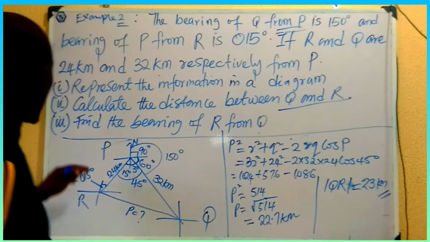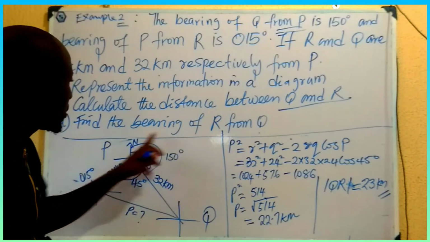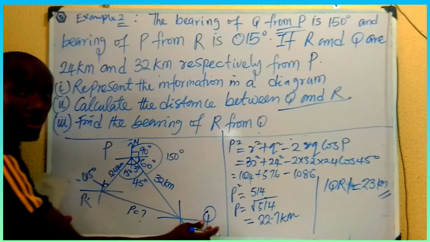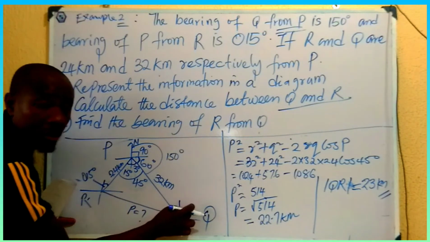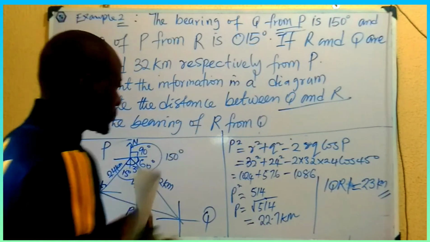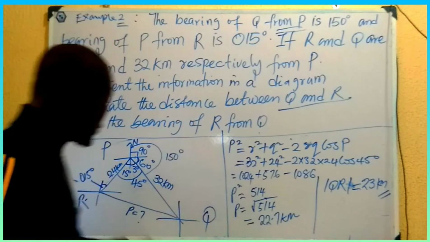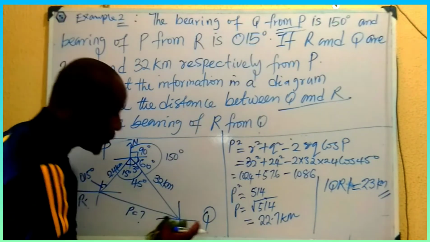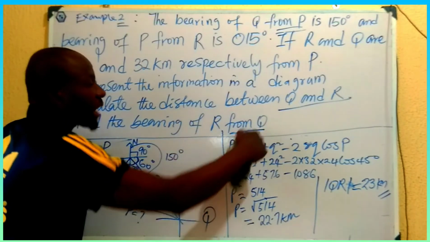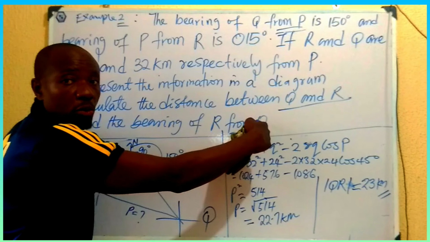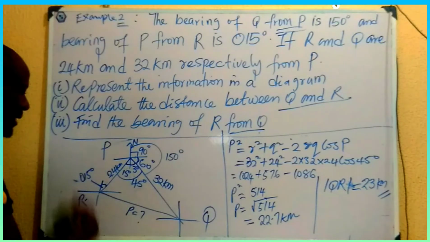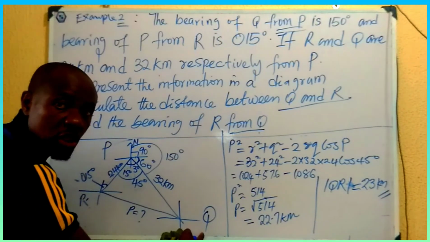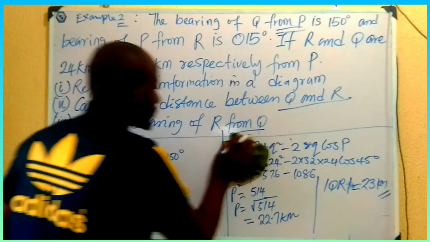Now, we can easily go to the next part. They say find the bearing of R from Q. So you're going to perform your calculation here at Q. I'm going to clean this one now and show you how to find the bearing of any point. The bearing of R from Q. From means your calculation will be based on Q. So quickly, let's look at how to find the bearing of R from this point.